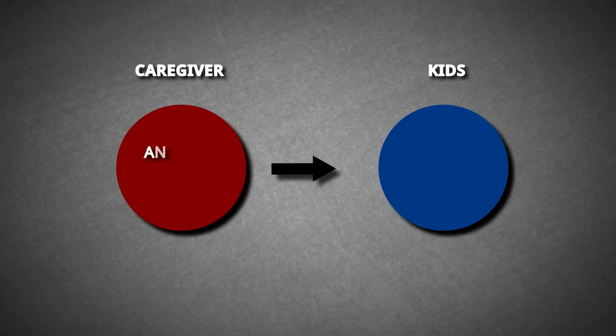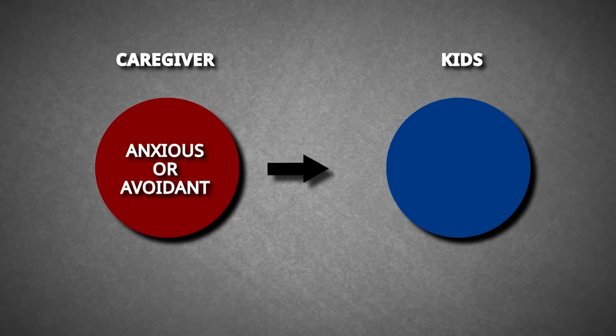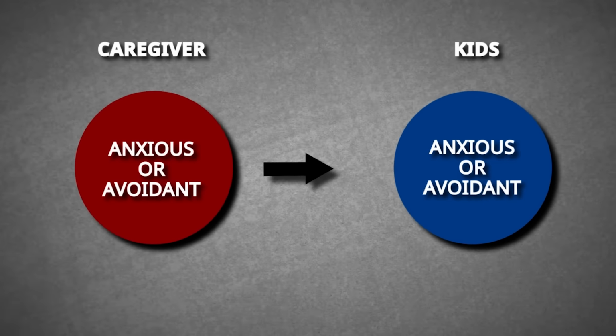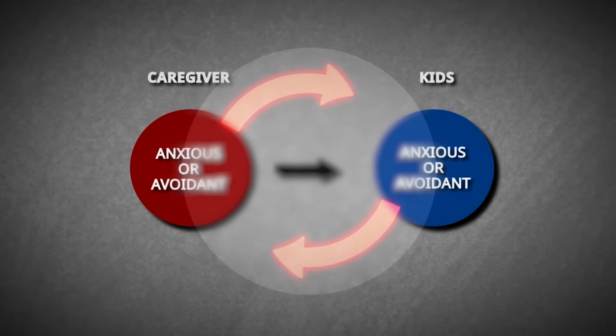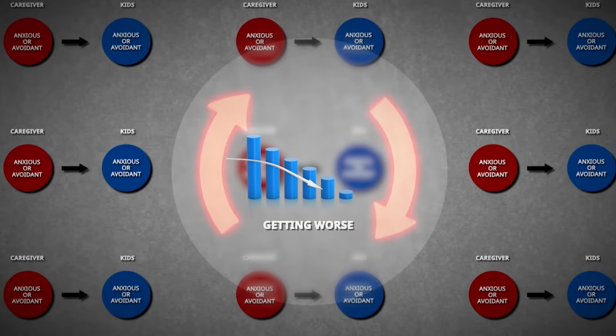This means that while genetics do play a role in some attachment theory, it's still mostly based on environment or circumstance. So if the caregiver is anxious or avoidant, they are likely to teach their child anxious or avoidant coping mechanisms as well. And that cycle repeats over and over again throughout time and history, which might explain why the numbers keep getting worse and worse and worse.